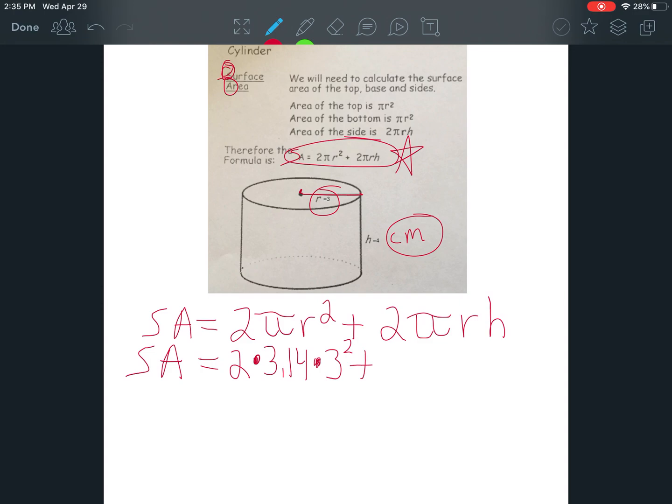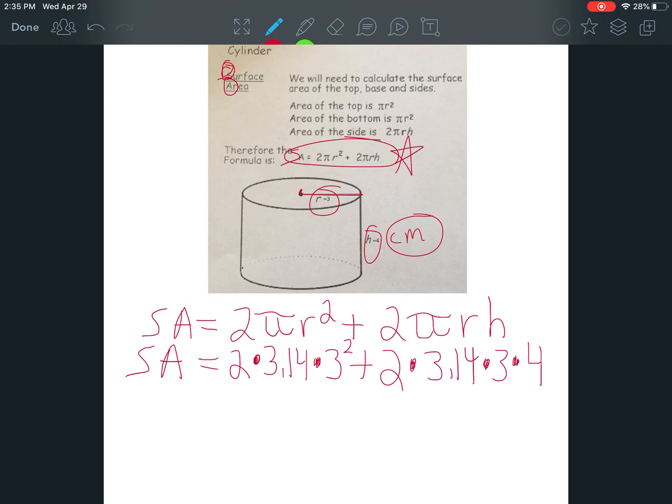And then we put the plus sign down here. We bring our 2 down again. Again, we have our operation of multiplication. Pi is 3.14. Again, we have our multiplication. And then we have our r again, which is 3. And then again, we have our times h, and our h we get from right there, which is 4. So that's our first step. We have to plug in all the numbers to that particular formula.